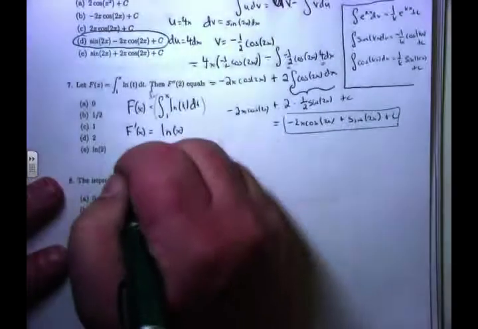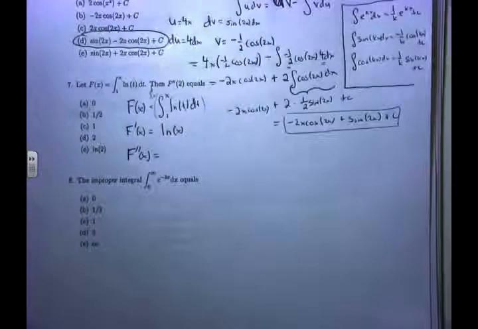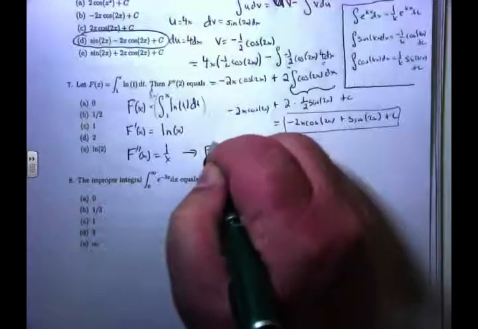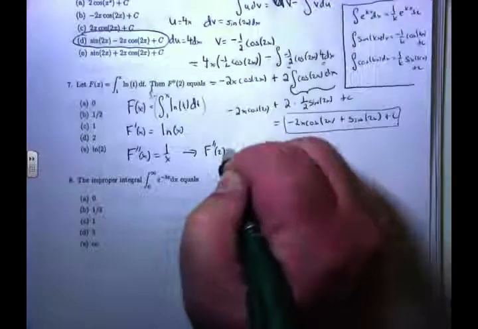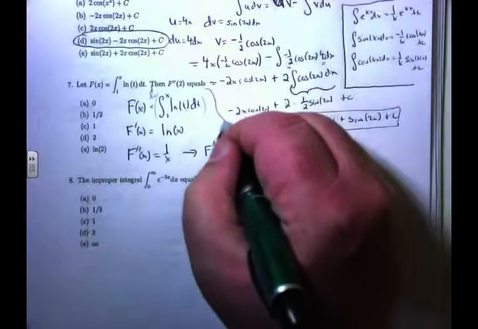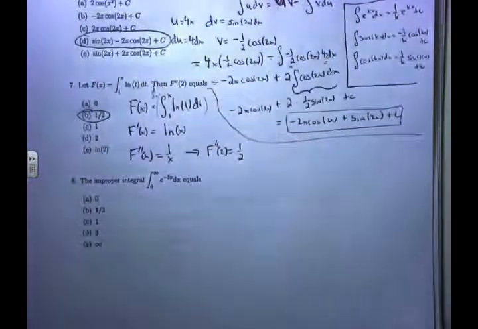But now you're supposed to take the second derivative. So this is back to calc 1. What's the derivative of natural log of x? 1 over x. But the question they wanted was f double prime of 2. So now all I got to do is plug in 2. The answer here is 1 half. So f double prime was 1 half. So the answer clearly is B.